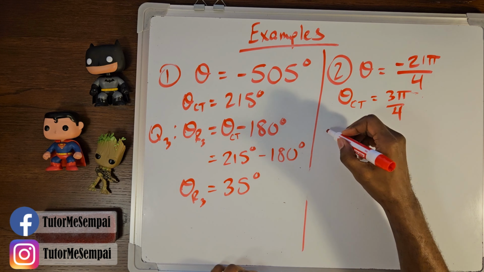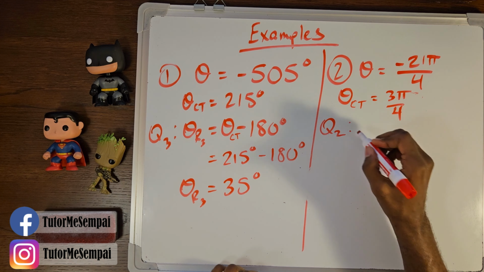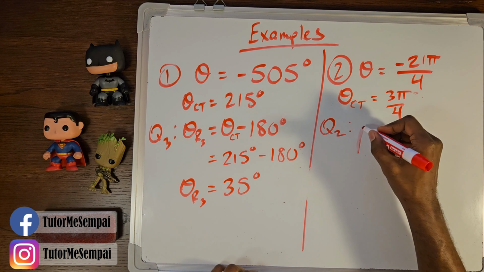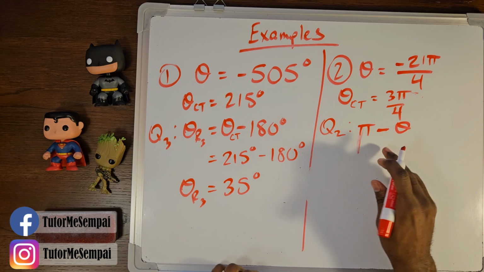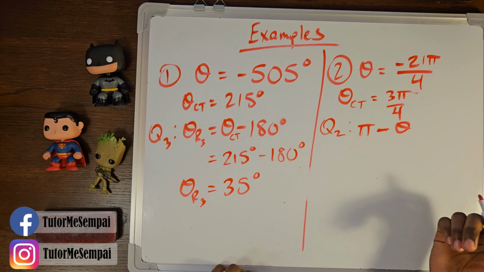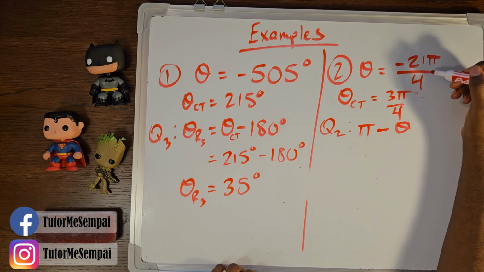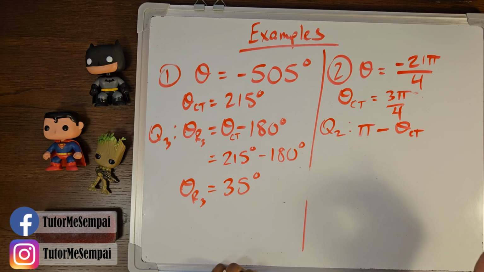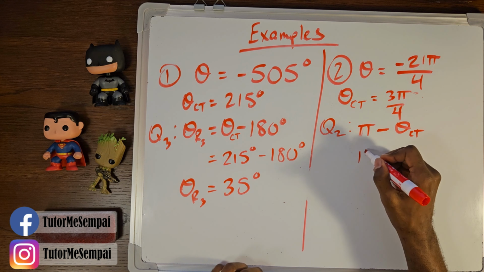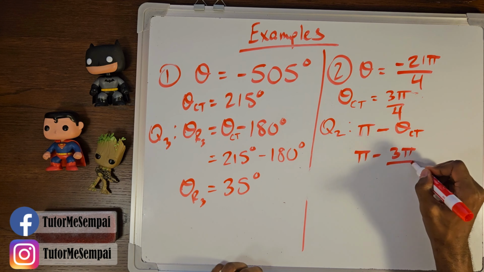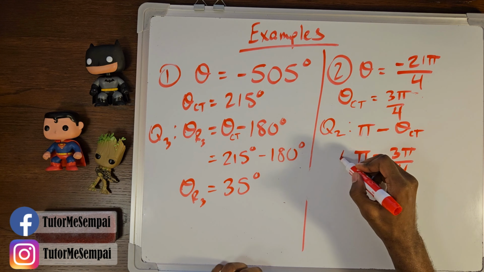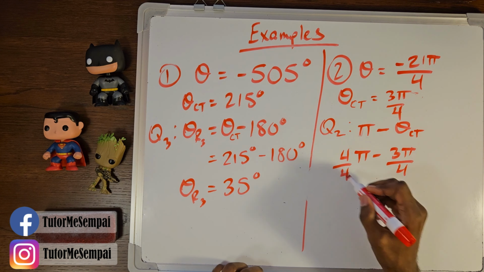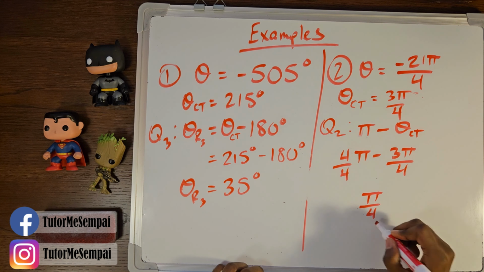Well, this is going to live in Q2. And the formula for that is going to be 180 degrees if you're in degrees, or it's going to be pi minus your theta. Pi minus your theta. But in this case, we don't want to plug in our negative theta. We're going to plug in this positive one, our theta CT, our coterminal angle. And when we do that, we're going to have pi minus 3 pi over 4, which is going to result in 4 over 4 pi, because we have to make it into a fraction. And this is going to net us a whopping pi over 4.